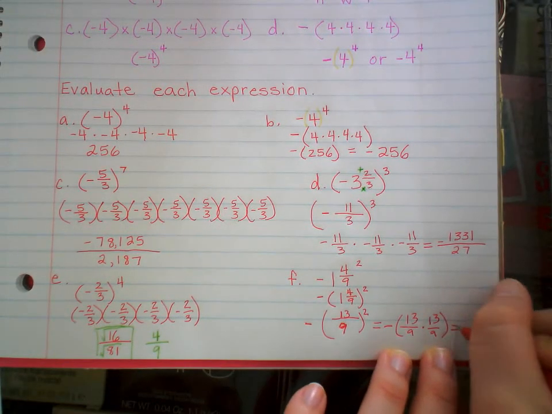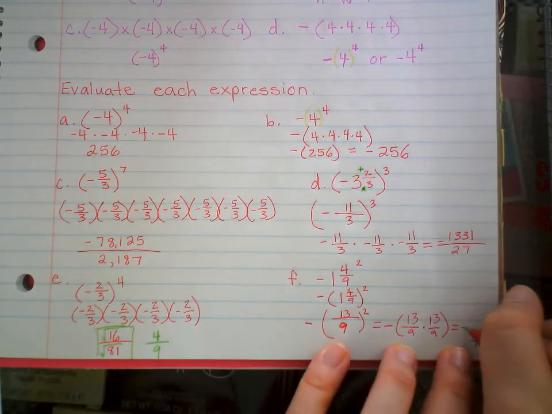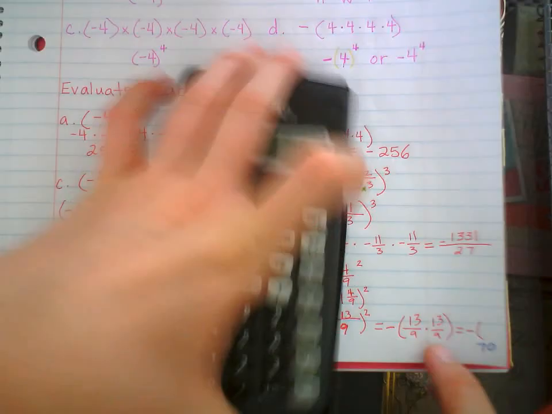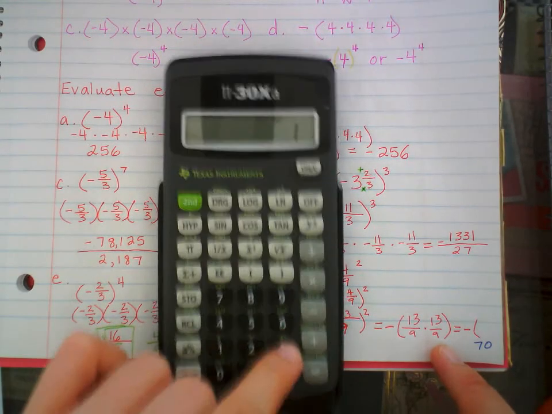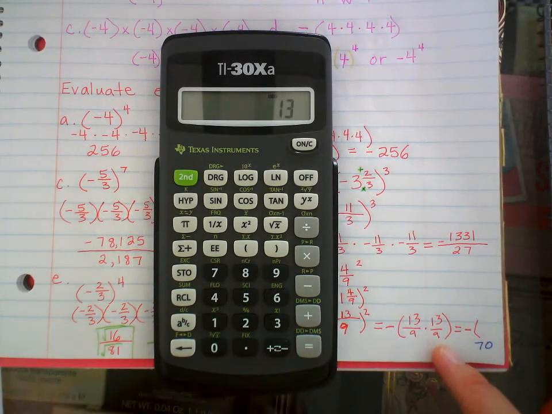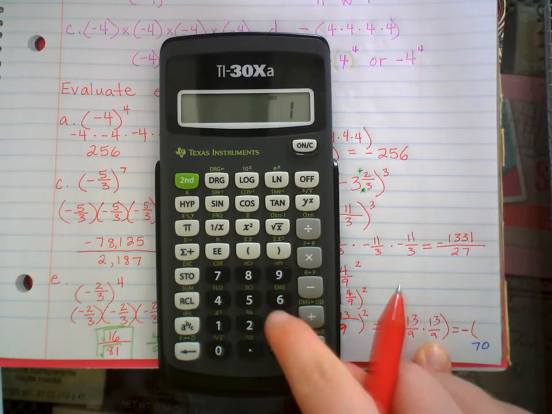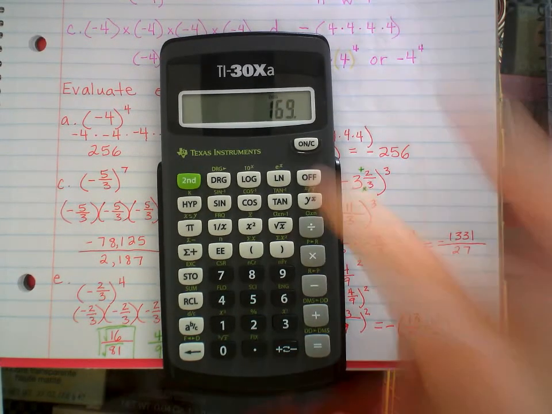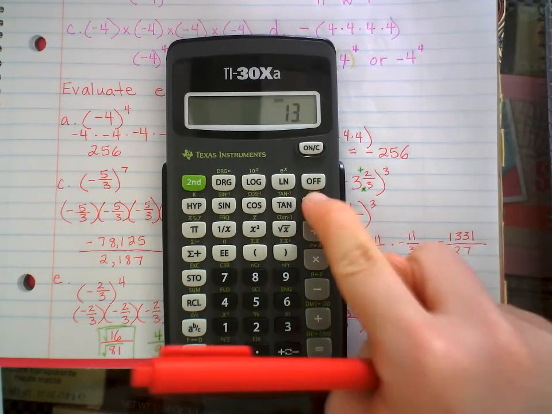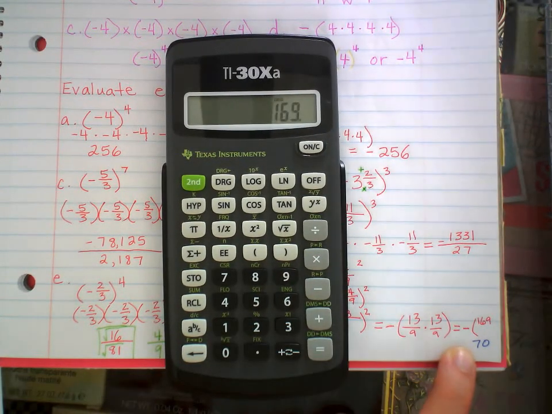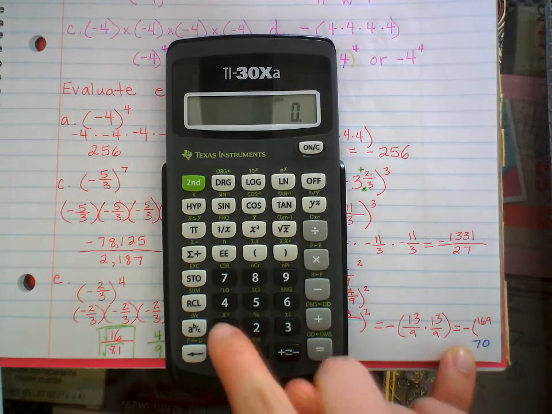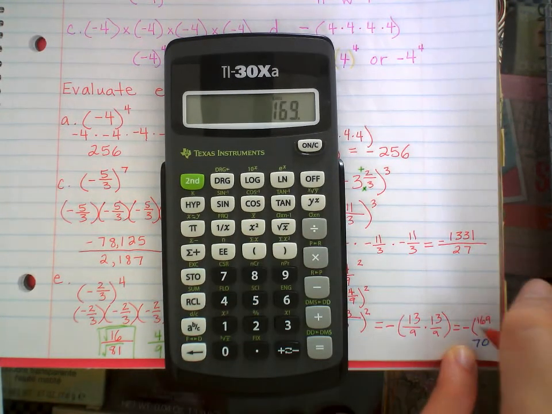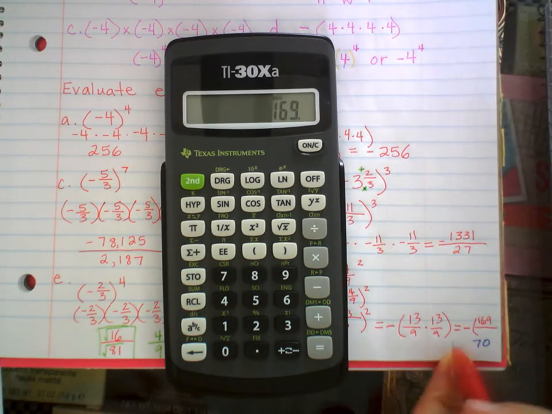Equals negative out front 13 times 13, or 13 squared. You literally can do 13 times 13 and get 169. Or you can do 13 to the second power, 169. Or you can just do the original squared button and get 169. Okay? 9 times 9 is 81.